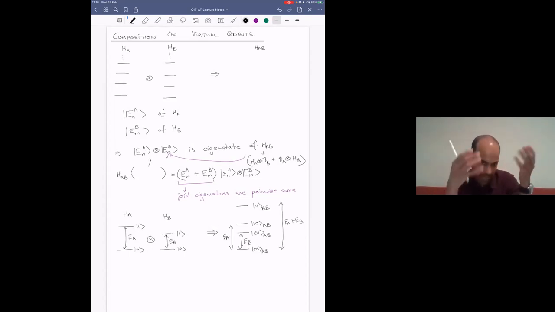So this is the manner in which we can take the tensor product of two systems, take the individual energy structures, and get the final energy structure. It's just take the product of each of the states and the energy level is going to be the sum of the two individual energy levels.